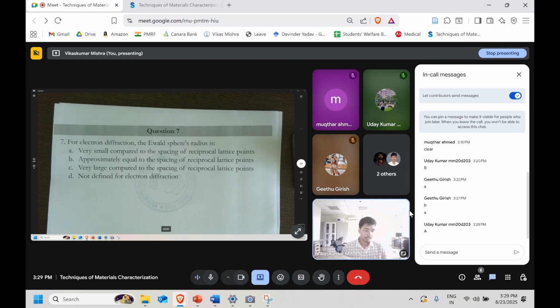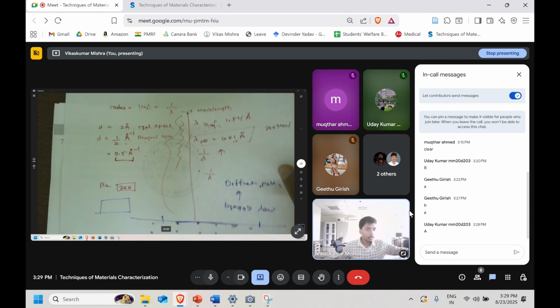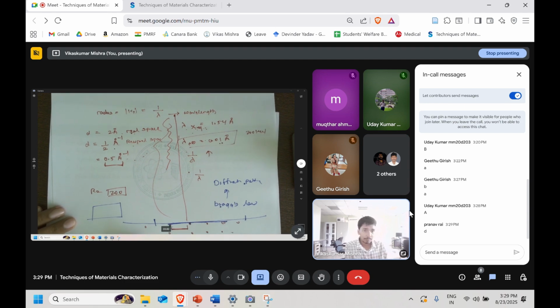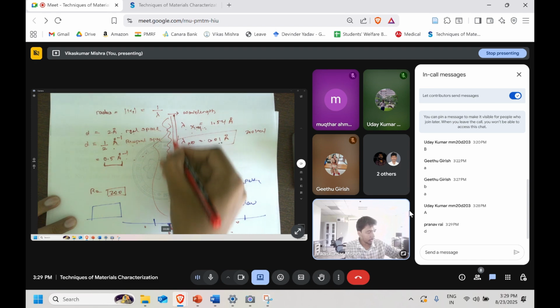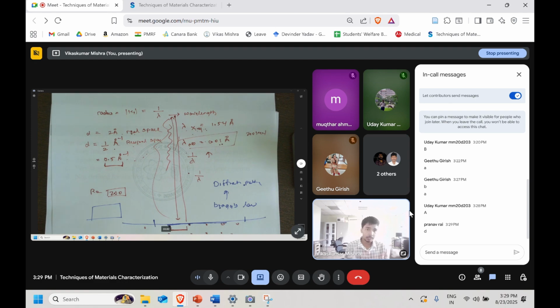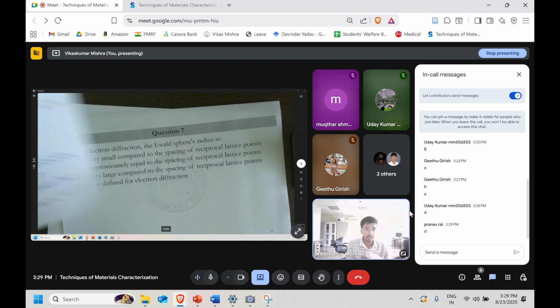They are asking us about the radius of the Ewald sphere and how big it is, larger, smaller, or equal with respect to the reciprocal lattice point spacing. So here we saw that the spacing between the reciprocal lattice points is more or less like this, not too much, while the radius is very large. So the Ewald sphere will be very large compared to the reciprocal lattice point spacing. Right? It won't be option D.